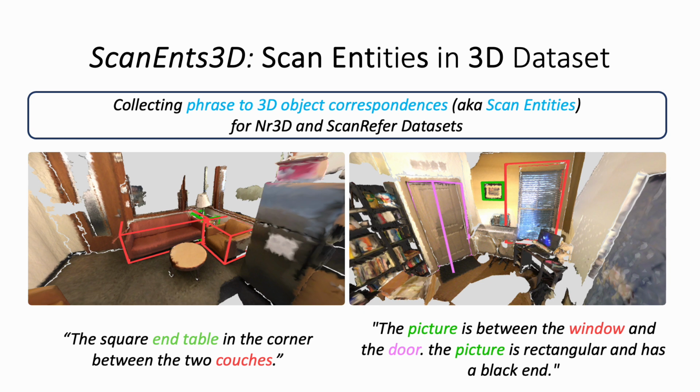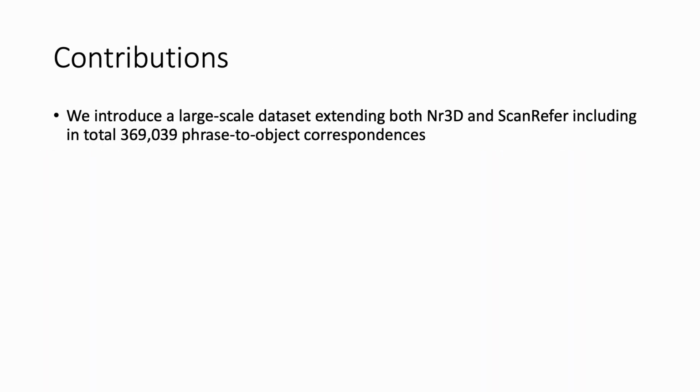We introduce ScanEnts3D, where we are collecting Phrase-to-3D-Object correspondences, also known as scan entities, for NR3D and ScanRefer datasets. We share with the research community grounding annotations that go beyond each target object and explicitly provide all the correspondences between all the 3D objects and any of their mentions. In summary, the contributions of this work are the following.